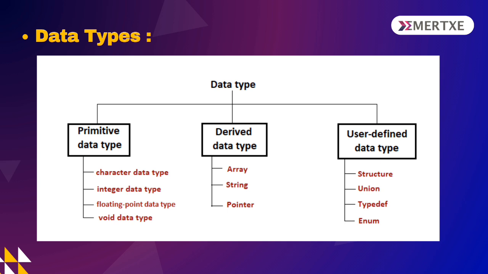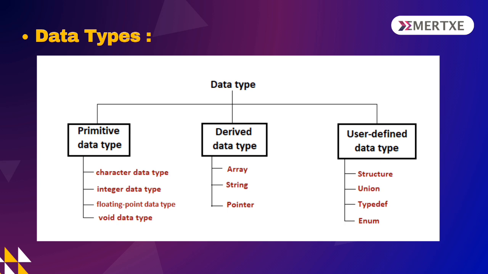Here data types are generally classified into three categories: primitive data type, derived data type, user defined data type. First, primitive data types. These are the basic types provided by the programming languages, including character data types. It is used to store single character. Next, integer data type. It is used for whole numbers. Next, floating point data type. It is for numbers with decimal points. Void data type. It is used to indicate no value or return type, especially in functions.